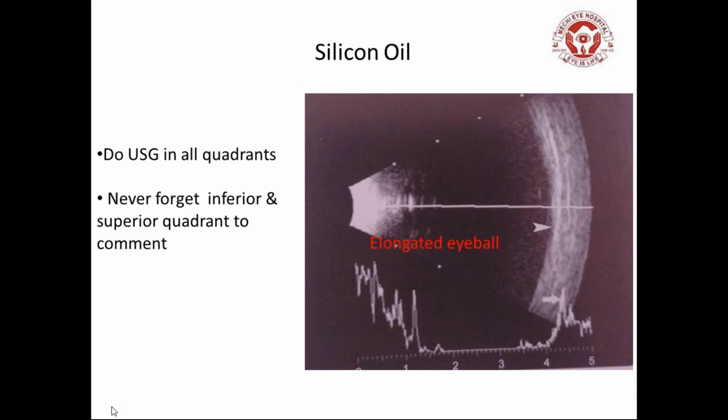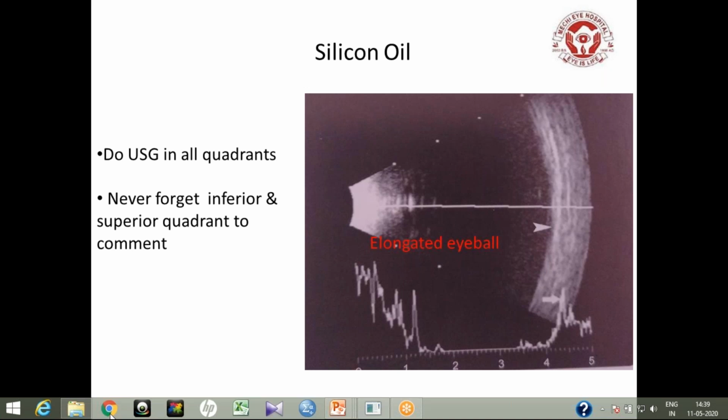In case of silicone oil, an elongated eyeball is there. Why is the eyeball elongated? And if the eyeball is elongated, then there will be myopia. But in case of silicone oil, there is hyperopia. Okay. Any comments, Kapil? Any comments from students?